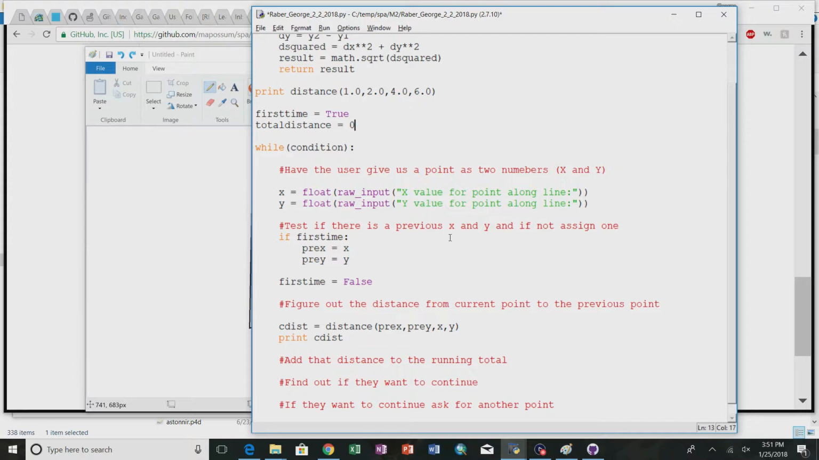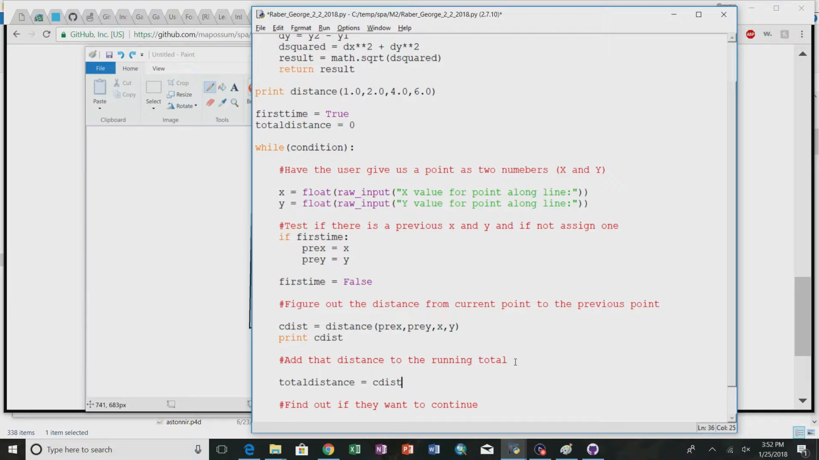So now, let's add the distance to the running total. How would we make sure the total distance is always the total distance each time? So we start off with total distance equals c distance, right? Do we need anything else? If we do this, every time through the loop, total distance will equal c distance. So let's think about this. Let's say the first time through the loop, c distance is 5.